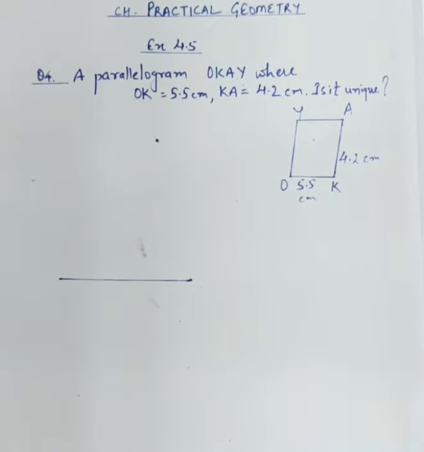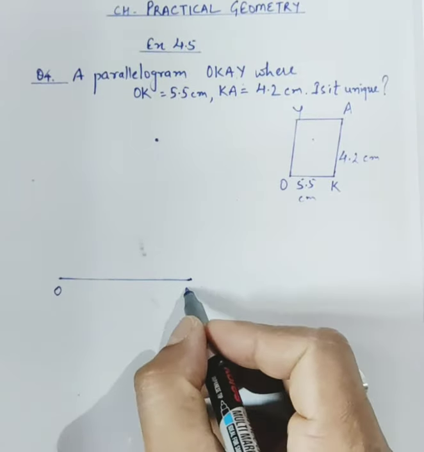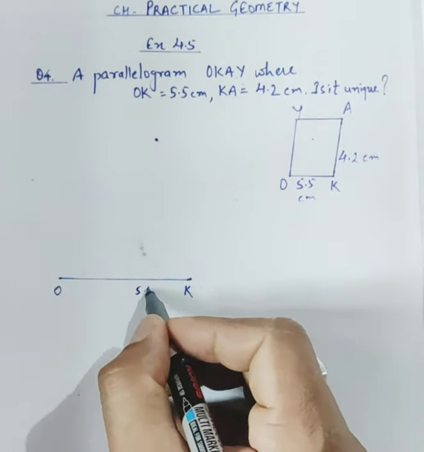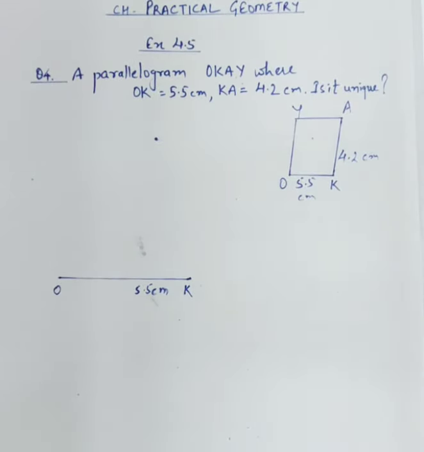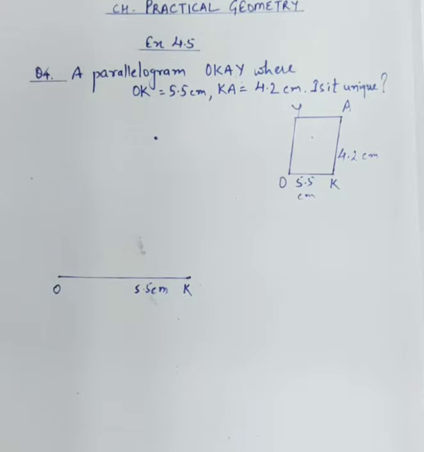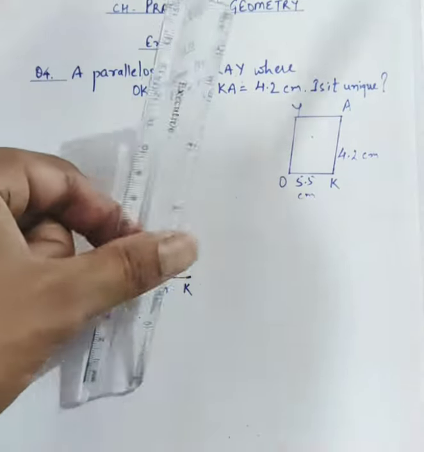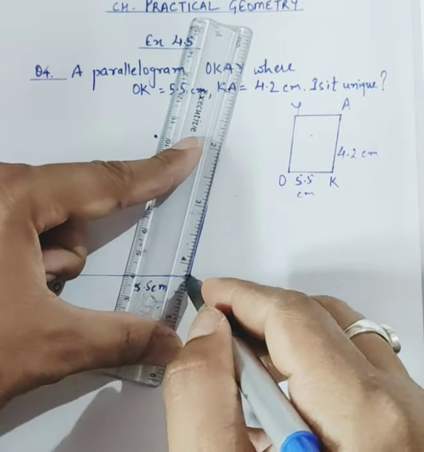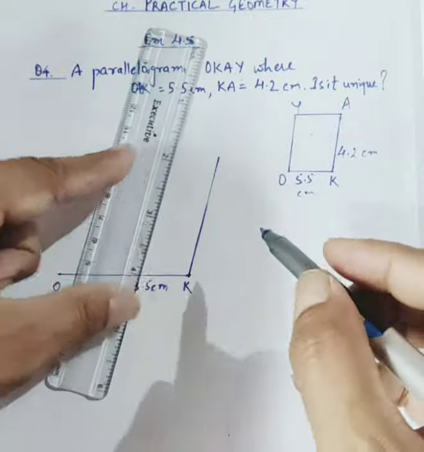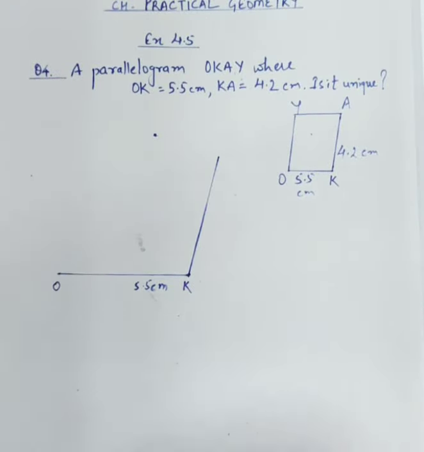Now this is the line OK, 5.5 centimeter. Now on this OK, at K we will draw a line passing from K at any angle, inclined to OK at any angle. Suppose we have drawn like this. So we have drawn a line from K at any particular angle.